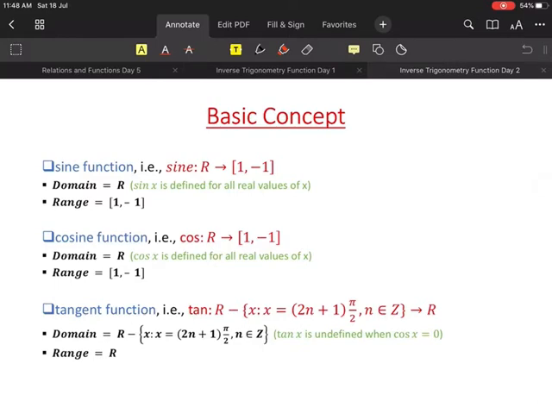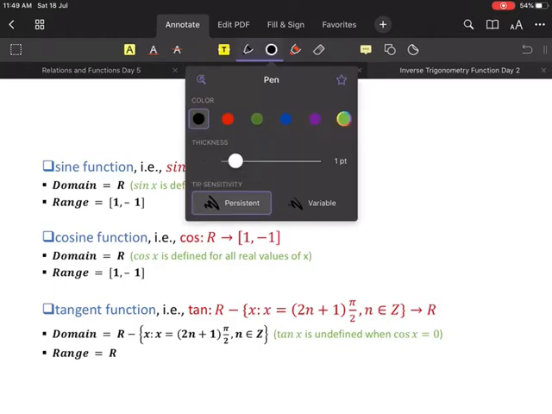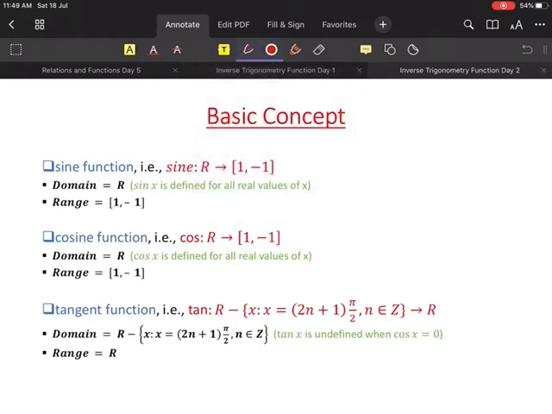Now let's move on to the second slide. What do we have in here? So here we have some basic concepts. First thing you see is the sine function. Now sine is a function, right?